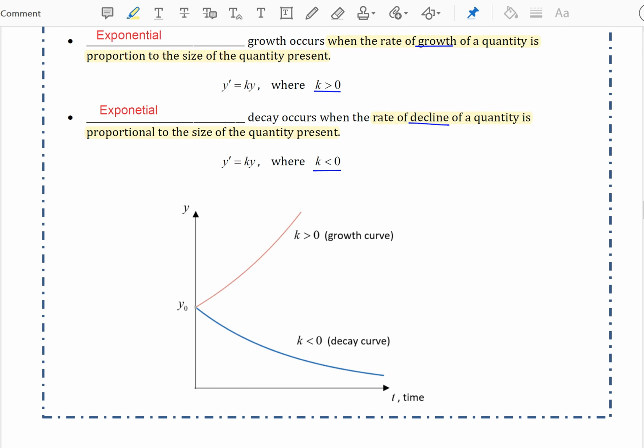Graphically, we should observe that if you have a growth curve, k greater than 0, then our exponential growth will look like the exponential function e, where time is greater than 0. Similarly, on a decay curve, where k is less than 0, you'll see an exponential decay curve declining as time goes on.